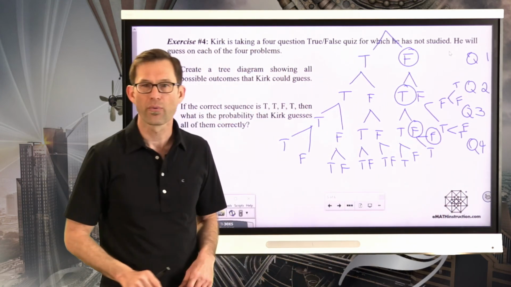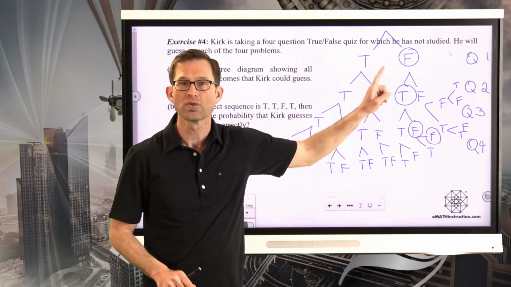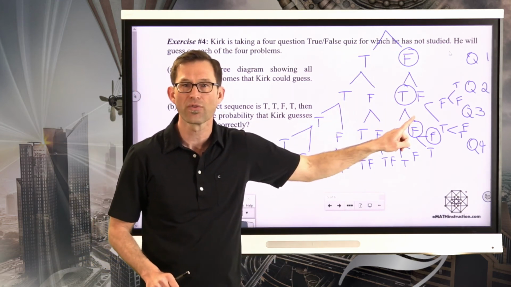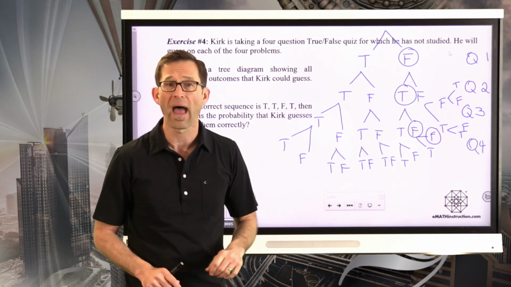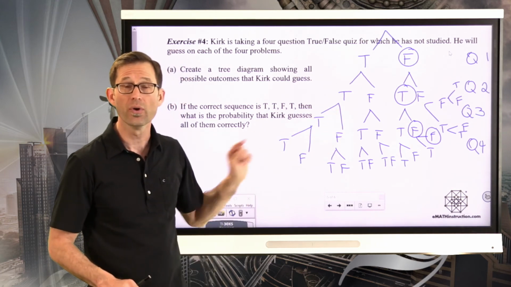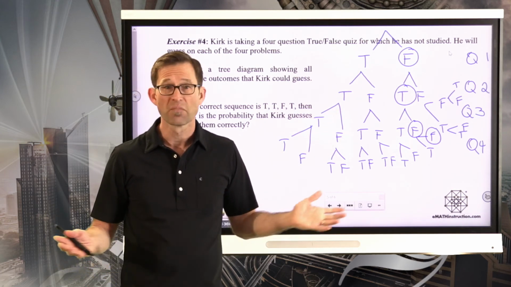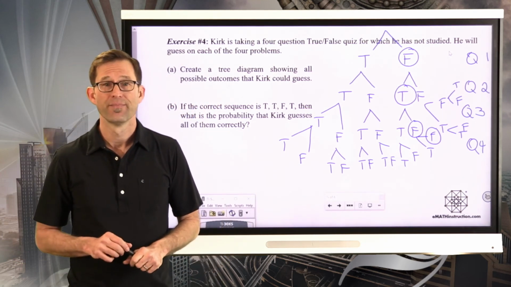What does that path represent? That path represents Kirk guessing false on the first question, true on the second question, false on the third question, and false on the fourth question, right? That's simply that path. I could guess true, true, true, and true. I could do all of that. Now, let's take a look at letter B.